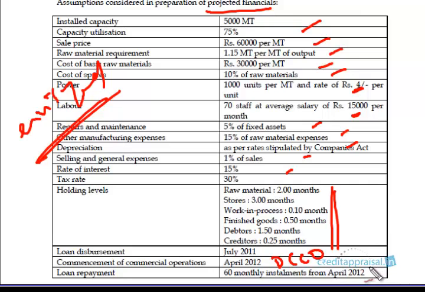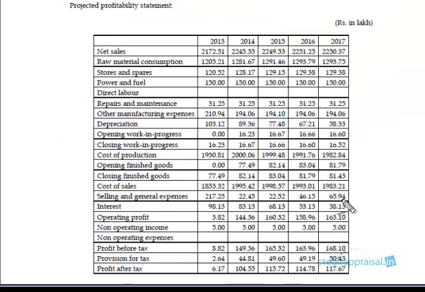This is not usually the case, but maybe this was what was stipulated for this company. Okay, so this was the assumption. This is the projected P&L account, right? The company was expected to generate revenue of around 20 to 25 crores, around 21-22 crores, for the next 5 years. That was the assumption.